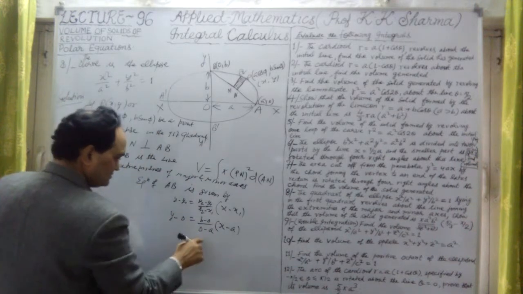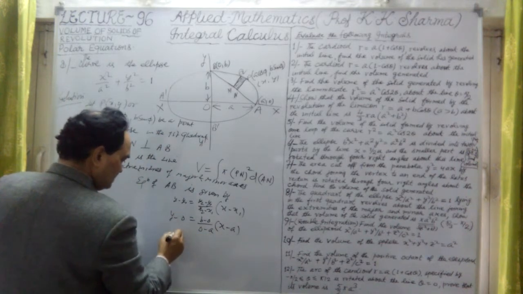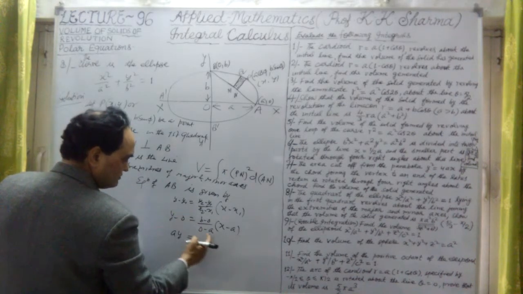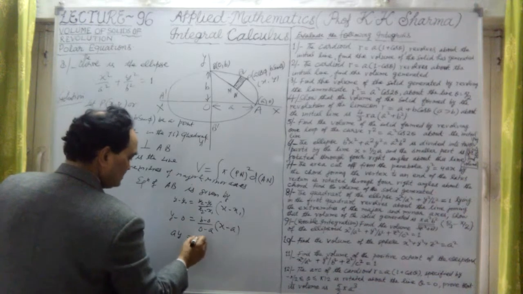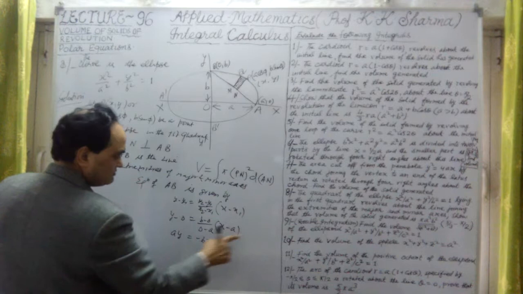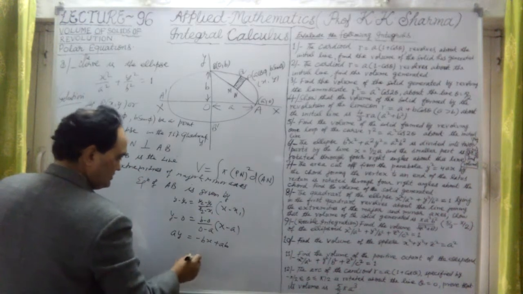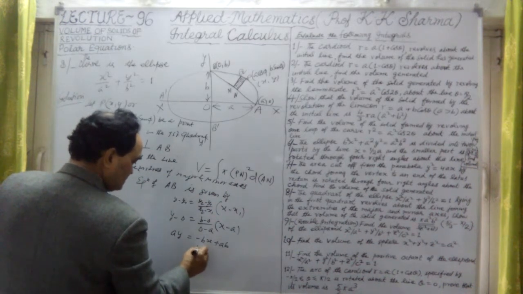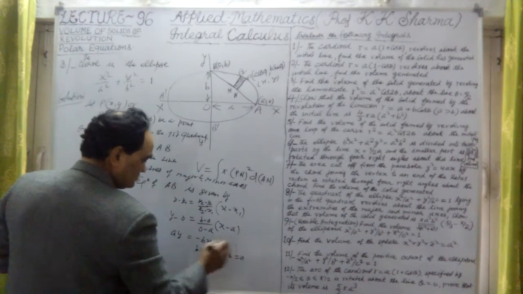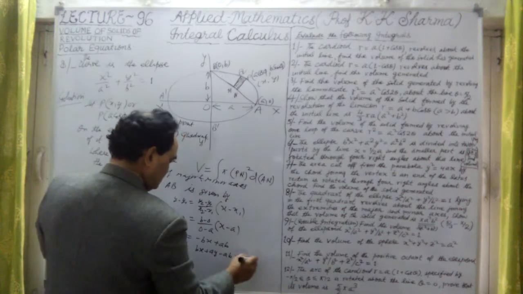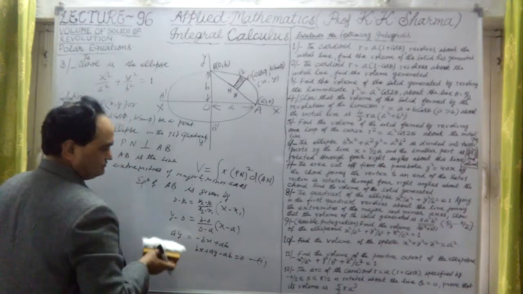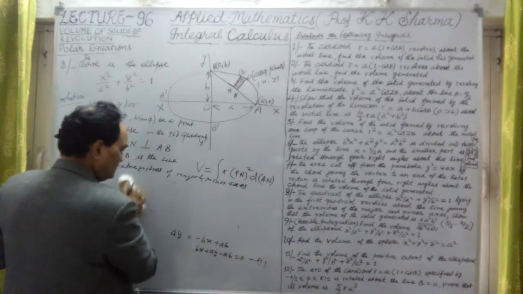Let me cross multiply; this is minus a. Multiplying, we get a y equals minus b x plus ab. Taking terms to one side, the formula is bx plus ay minus ab equals 0. So this is the equation of the line AB.